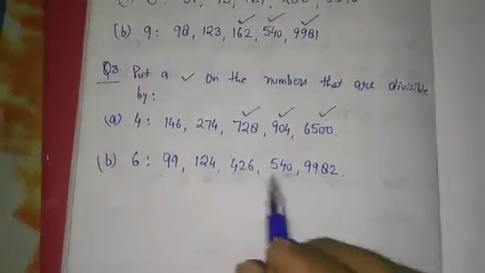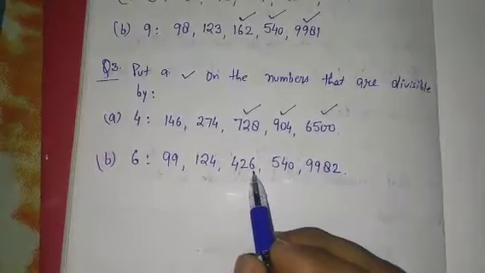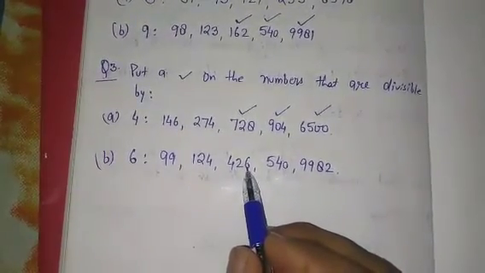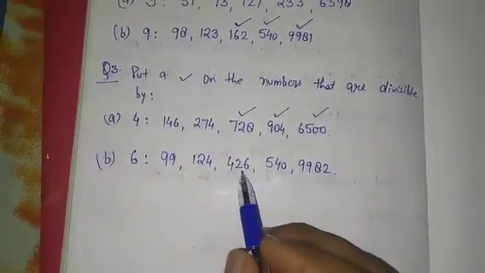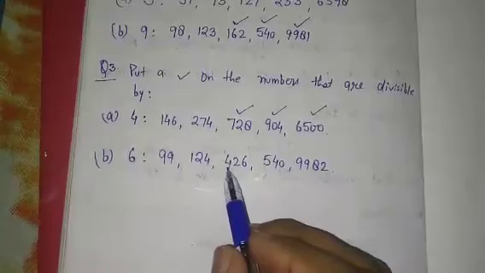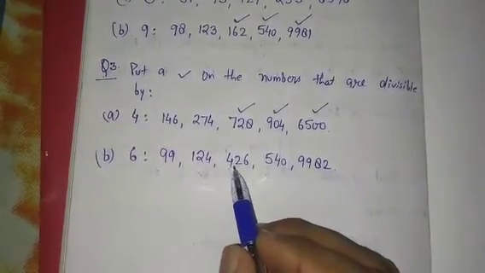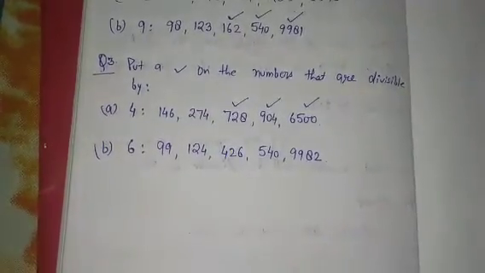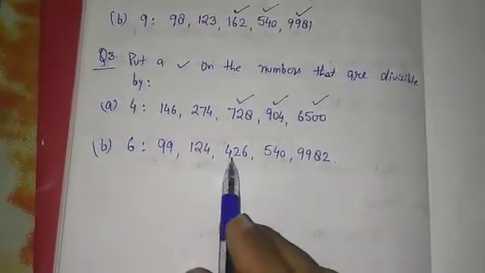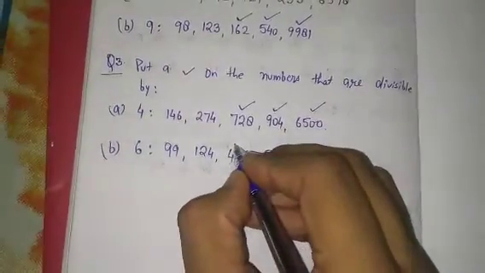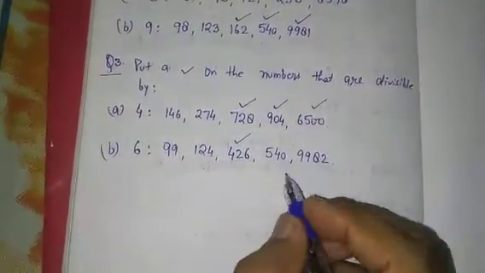Now students, the next number is 426. In 426 the last digit is 6. 6 is divisible by 2, so 426 is also divisible by 2. Now we want to check whether the number is divisible by 3 or not. 4 plus 2 is equal to 6. 6 plus 6 is equal to 12. So that number is divisible by 3. 3 4s are 12. It means 426 is also divisible by 6.